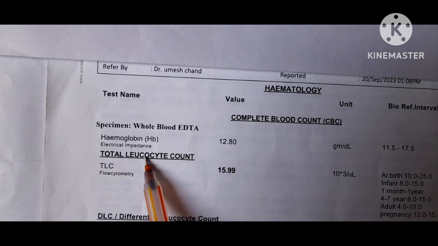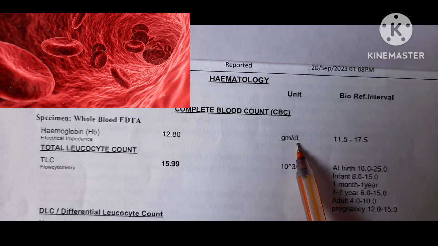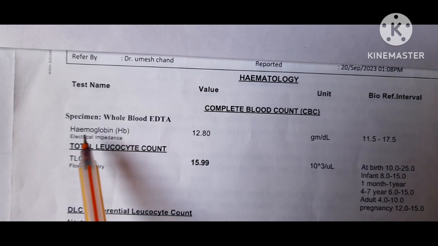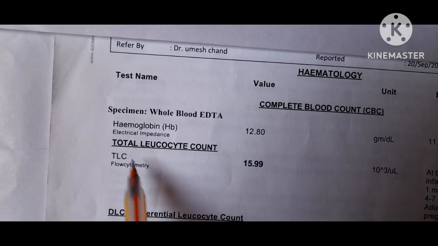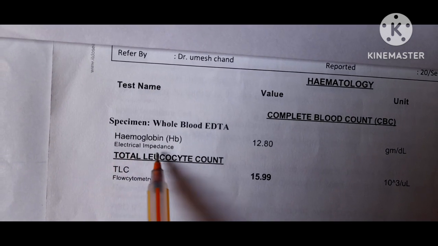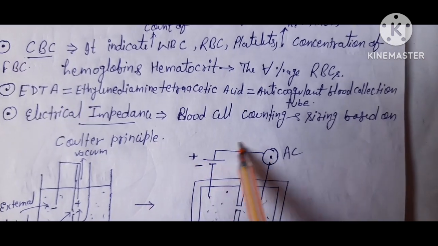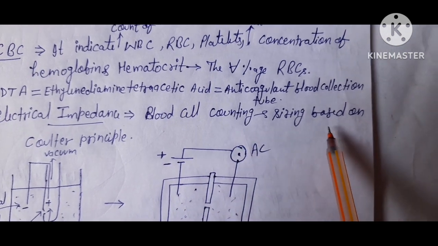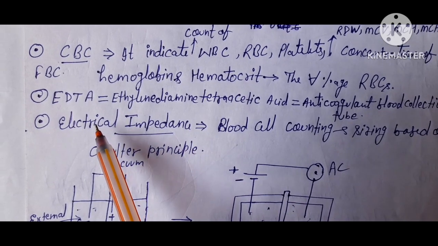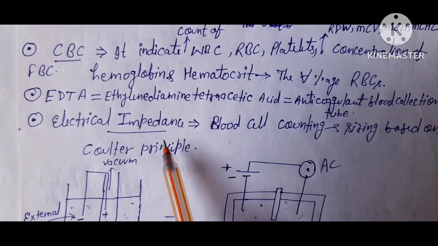Now this term, hemoglobin, is denoted as HB and its unit is gram per deciliter. It is a unit to measure hemoglobin. And here, friends, the hemoglobin measurement method used is electrical impedance. So what is electrical impedance? This is blood cell counting and sizing based on the Coulter principle.